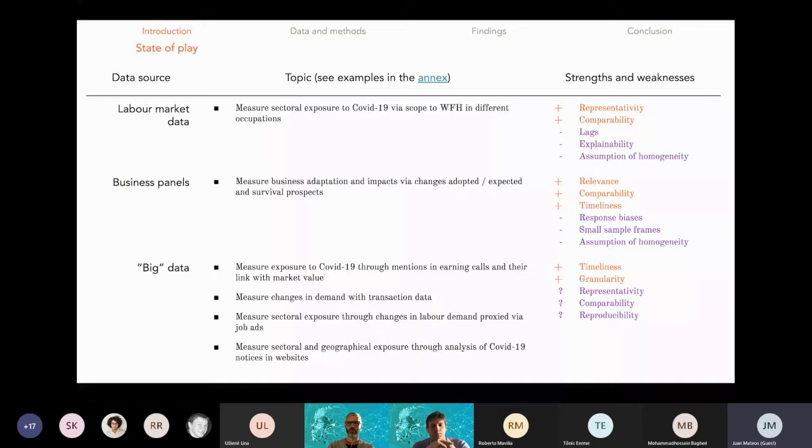Obviously, the nice thing about working with labor market data and labor market surveys is that this is using official data, which is representative, is comparable, which is great.